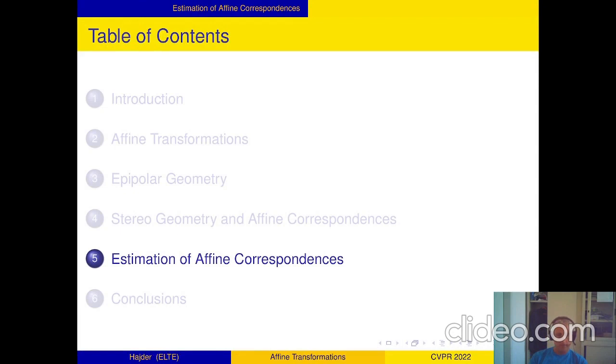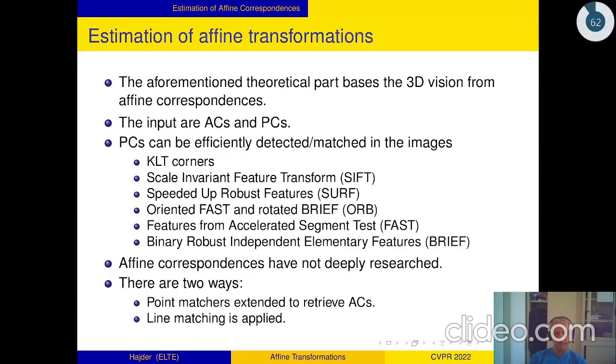And finally, I would like to deal with the estimation of affine correspondences, because in the previous parts of my talk, three different laws have been overviewed, but the input for all these laws are affine correspondences. But I haven't said anything about the retrieval of the affine transformations, because it's not trivial, and unfortunately it's not a deeply researched area.